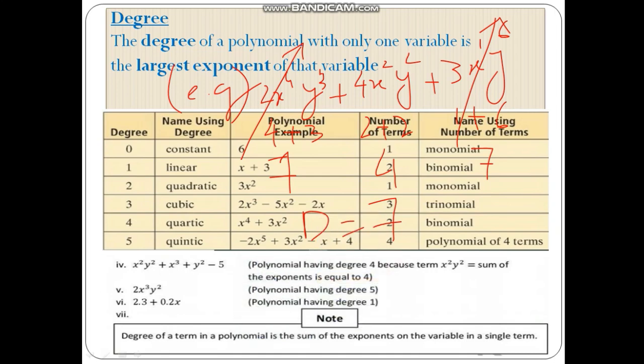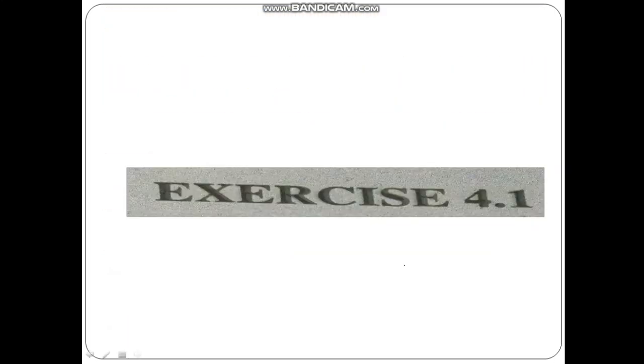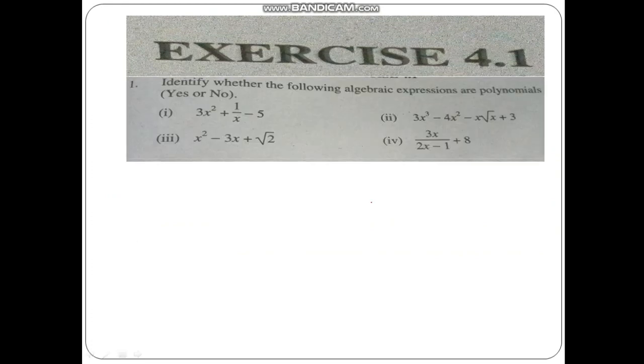So let us move to our next slide, that is exercise 4.1, class 9th, Punjab textbook board. Question number 1 is: identify whether the following algebraic expressions are polynomials. We have to write down yes or no. So let us discuss its first part, that is 3x square plus 1 upon x minus 5.